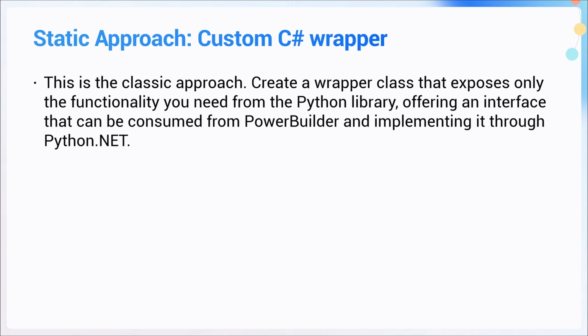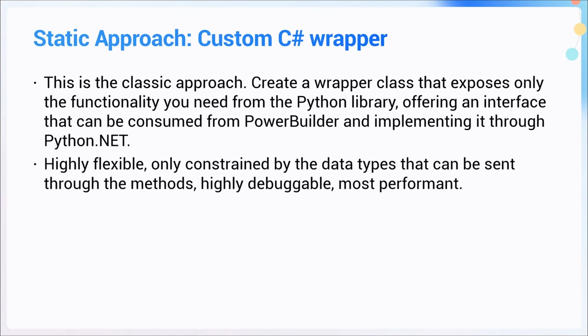The first and most basic one is to create a custom wrapper class that exposes only the functionality we need from the Python library, offering an interface that can then be consumed from PowerBuilder and implementing it on top of Python.NET. This approach is highly flexible because we can do things exactly how we need, only constrained by the data types that can be sent through the methods. It also offers the most freedom in terms of debugging because we know how we're implementing the code, and it's also the most high-performance approach of the three because there's a single layer of abstraction between PowerBuilder and the Python runtime.